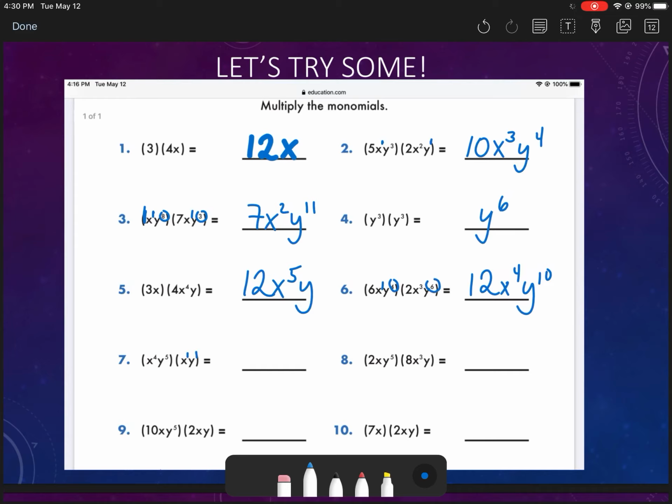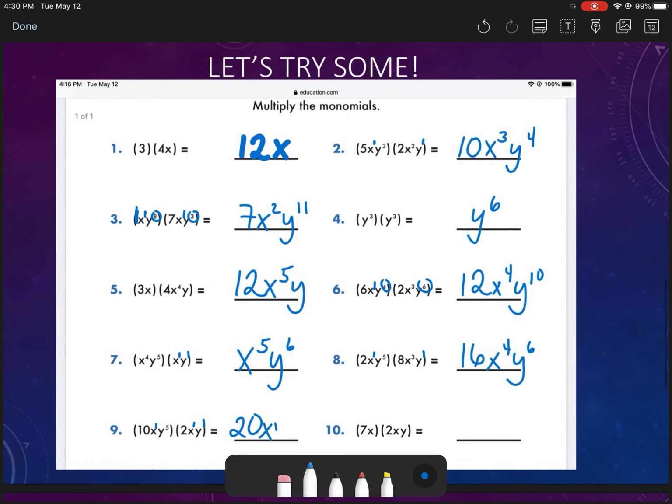Number 7, let's drop those 1s in there. We're going to get x to the fifth, y to the sixth. Number 8, 2 times 8 gives us 16. We have x to the fourth, y to the sixth. Okay, number 9, 10 times 2 gives us 20. Put in the 1s here. X to the second, and y to the sixth. And number 10, we have 7 times 2, which is 14. X squared y. Okay, and that's it.